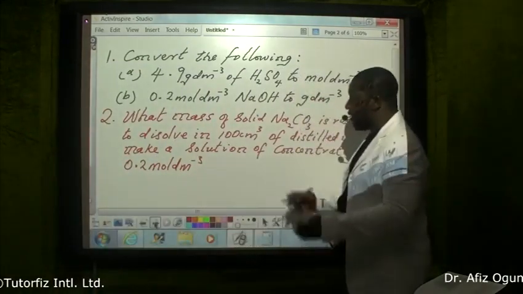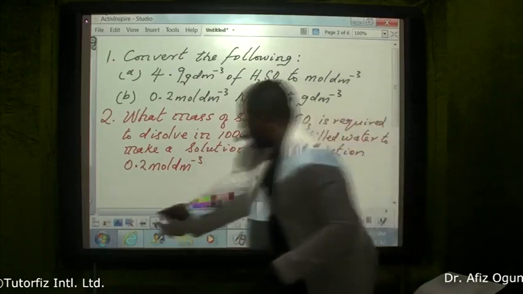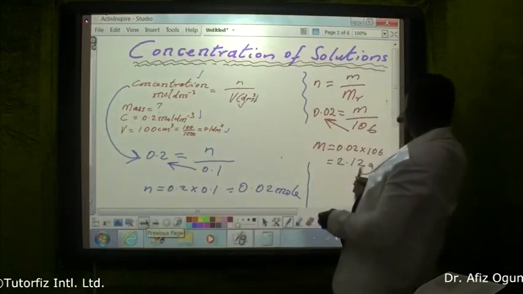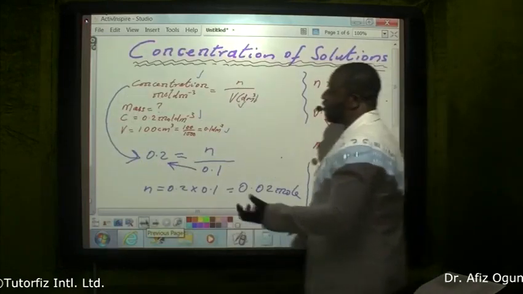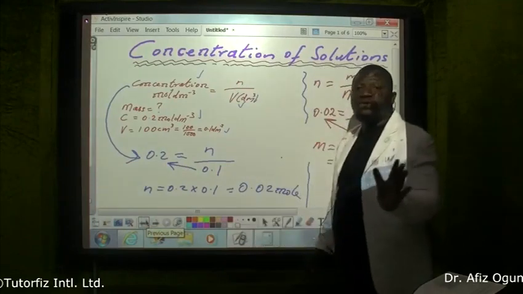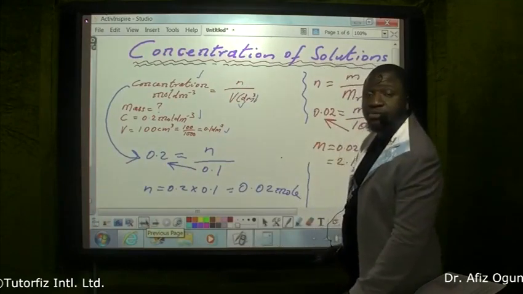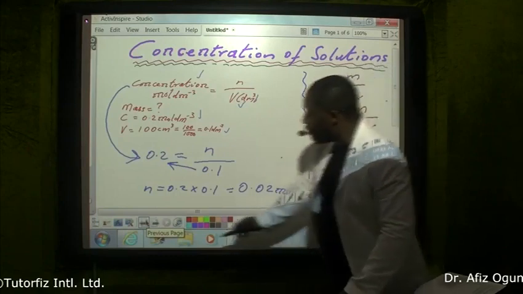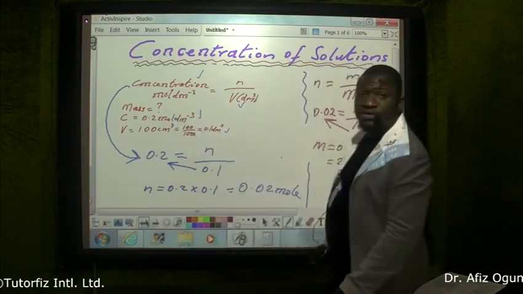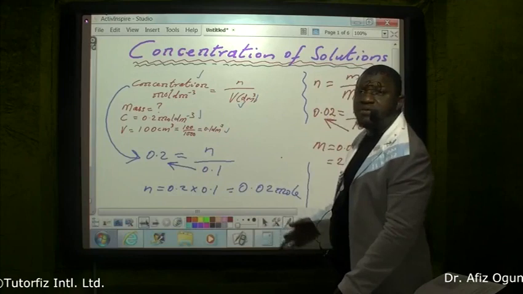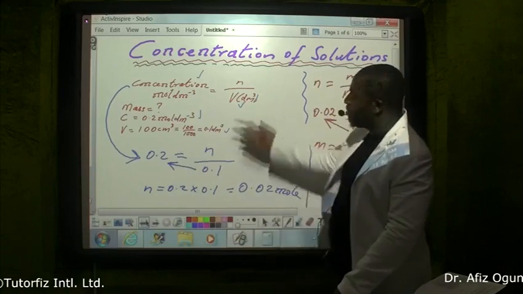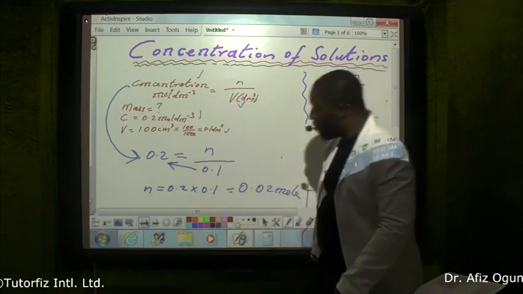So now I take only 2.12 grams of sodium carbonate, and I dissolve it in 100 cm³ of water. I get what I'm looking for. I get a concentration of 0.2 mol/dm³. It is easy for you to mix these chemicals in the lab. Just get your solid and mix it. Alright, let's go on.